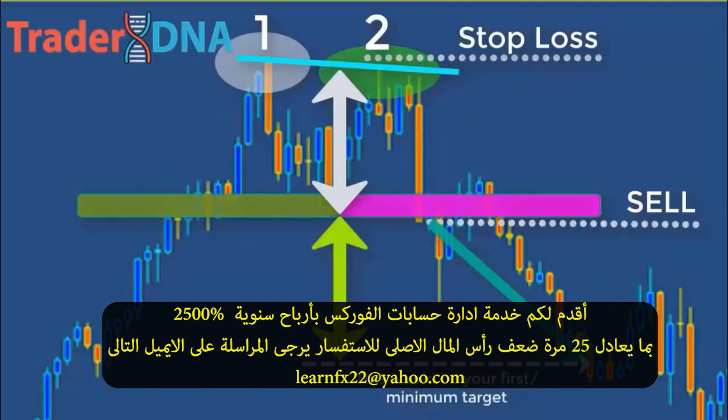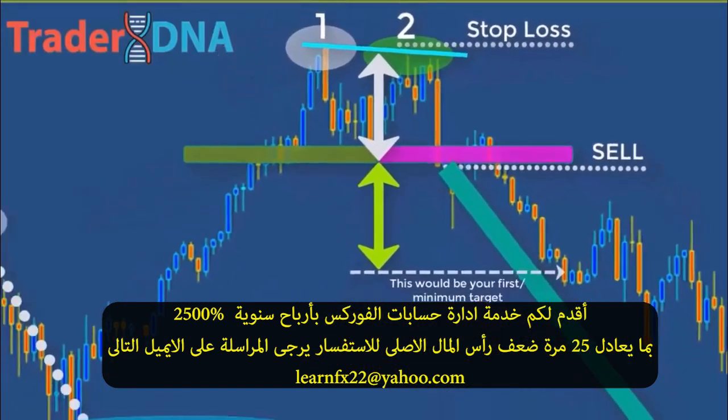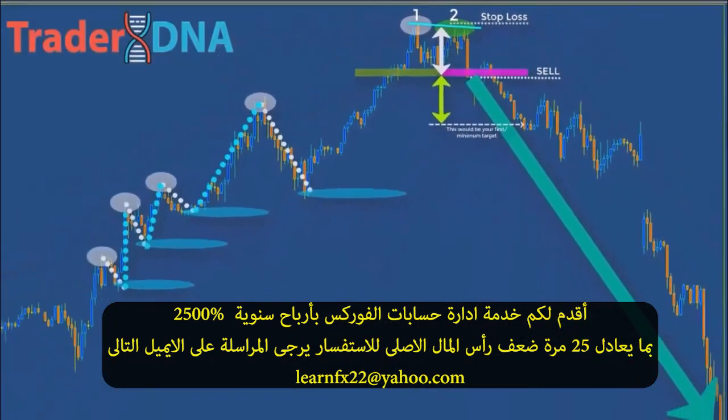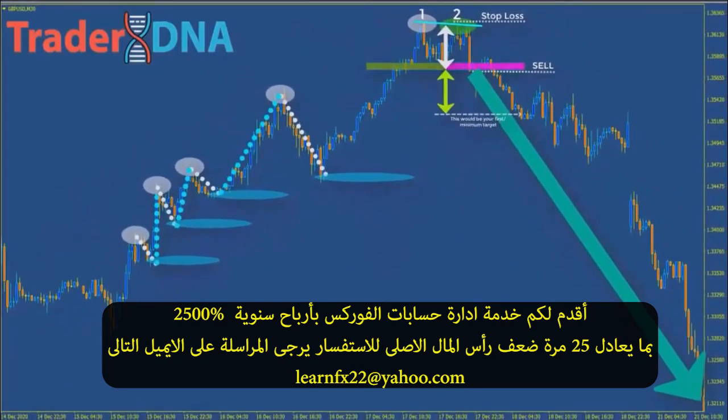Notice that this 10-step process works absolutely the same way with the double bottom reversal. However, the rules are applied in the opposite direction. Here are other examples of double top and double bottom trading strategy.